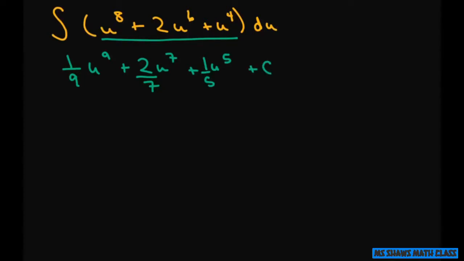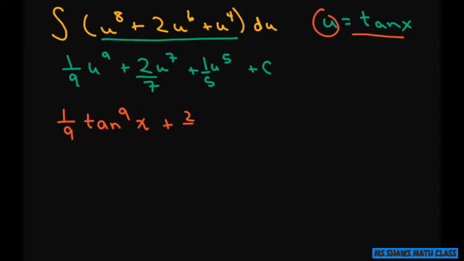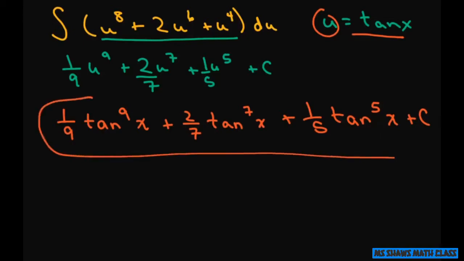Now, as you recall, u was tan of x. So substitute this back in for all your u's. So you're going to get 1/9 tan to the 9th power of x plus 2/7 tan to the 7th power of x plus 1/5 tan to the 5th power of x plus c. And that's your final answer.